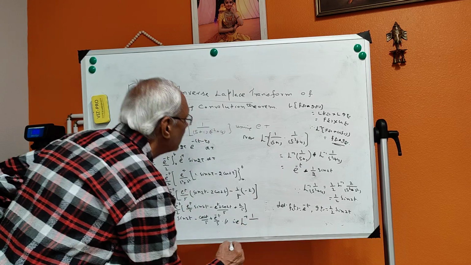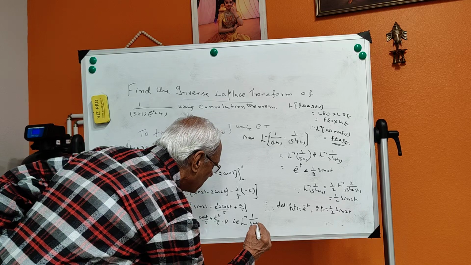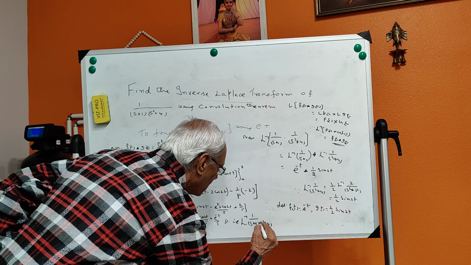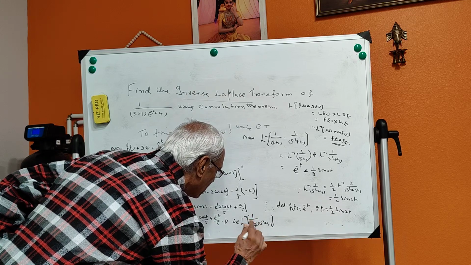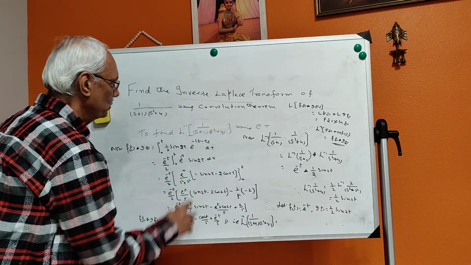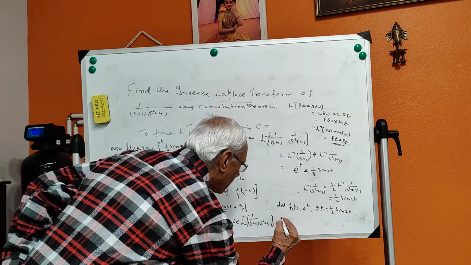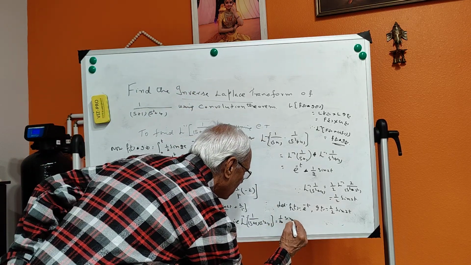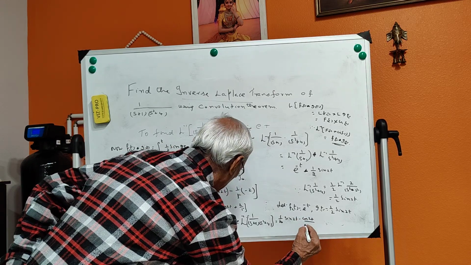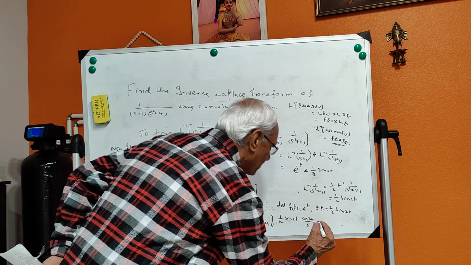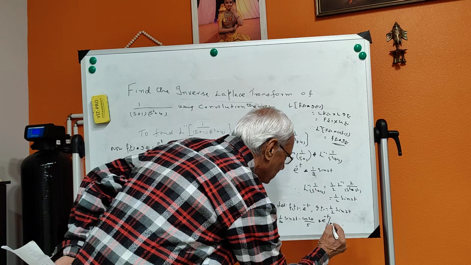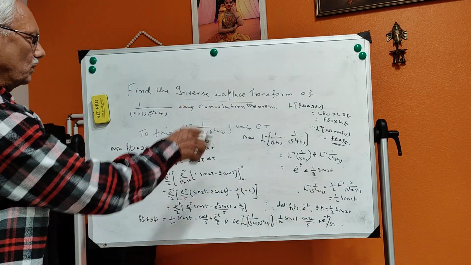L minus 1 of 1 by s plus 1 into s squared plus 4 is equal to 1 by 10 sine 2t minus cos 2t divided by 5 plus e to the power minus t divided by 5. So this is all about this problem.